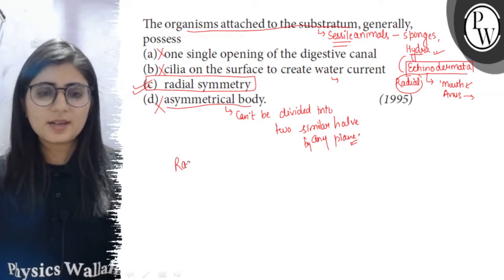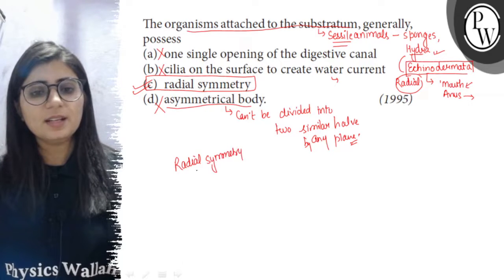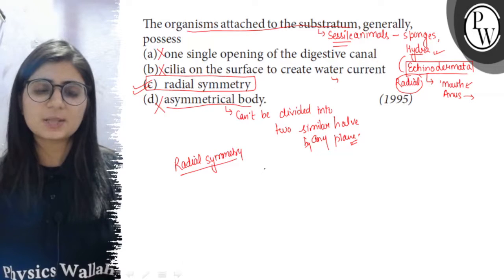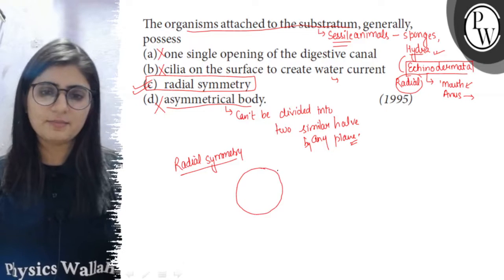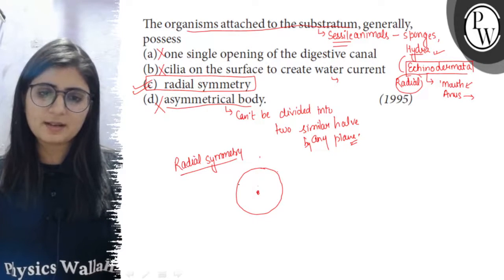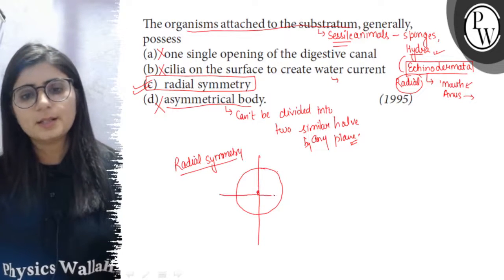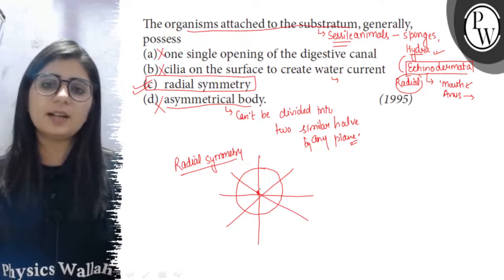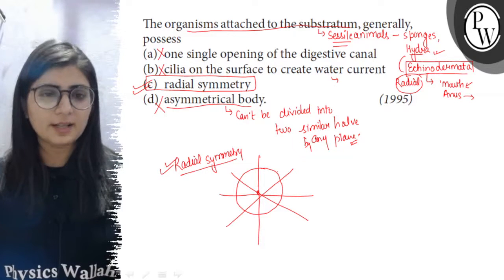So let's see what is radial symmetry. If the body parts are arranged in such a way that the body can be divided into two similar halves by any plane passing through the center. For example, suppose this is the animal and body parts are arranged around the periphery. So we can divide the body into two halves by this plane, this plane, this plane, this plane. So many planes can divide the body into two similar halves. Such an arrangement of body parts is called radial symmetry.